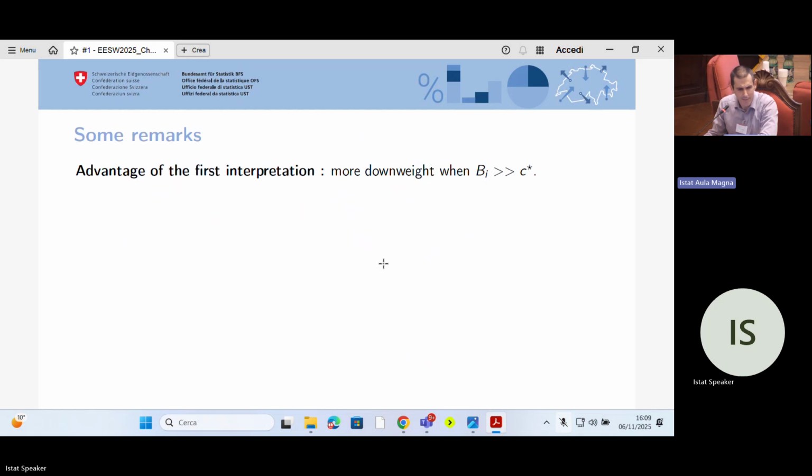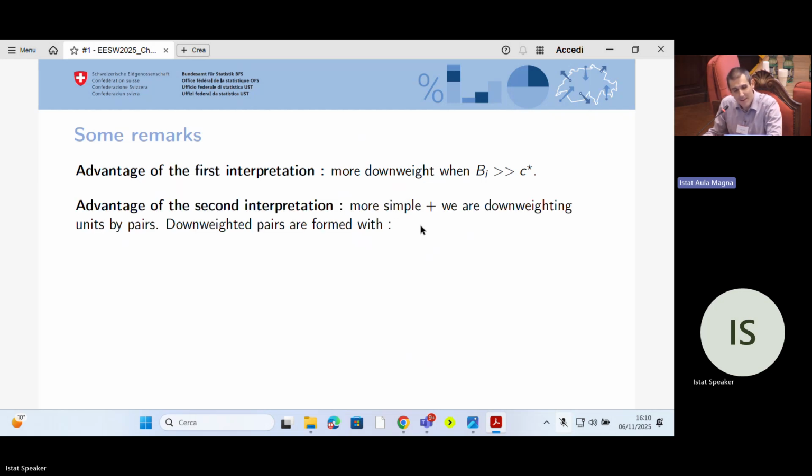And some remarks. So the first interpretation has an advantage, which is that you are going to downweight more when the conditional bias is large. If you have a huge conditional bias, you are going to reduce the weight to essentially 1. And if the conditional bias is really close to C star, you are not going to reduce the weight so much. The second interpretation, you reduce the weight.